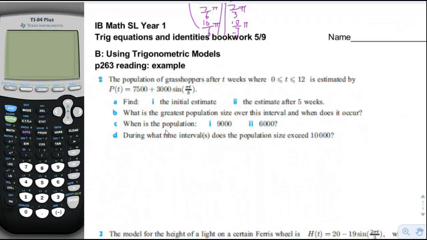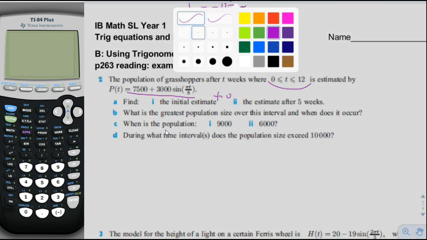Okay, B, page 5, trig equations and identities. The population of grasshoppers after t weeks, where t is between 0 and 12, is estimated by this function here. Find the initial estimate and the estimate after 5 weeks. So the initial estimate just means that you put t equals 0 in there and then see what you get.